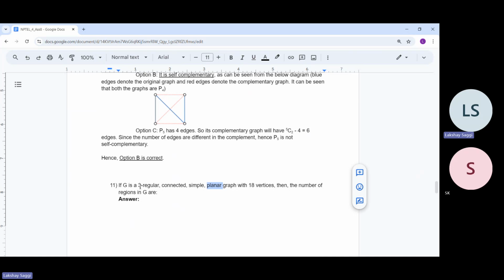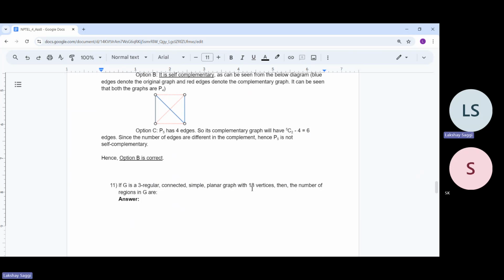So why do we need these many properties? We are also given that the graph has 18 vertices, and now we want to find out the number of regions in this graph. So we are given some properties of G and the number of vertices in G, and we want to find out the number of regions. And how are we able to define the notion of region? Because the graph is planar, we can define a notion of what a region is.